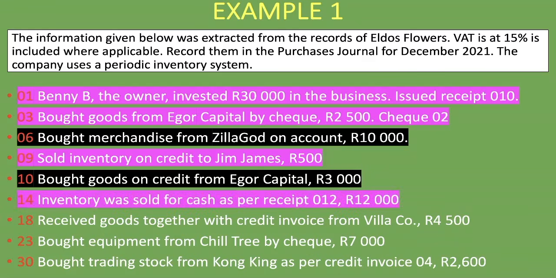And then on the 18th, we received goods together with credit invoice from Villacor, 4,500 rand. Now, does this go into our purchases journal? Yes, it does, because we're told that we received goods together with the credit invoice. Whenever you are receiving a credit invoice, it means that you bought the goods on credit. So we're going to put it into the purchases journal. Again, the date is 18, and we're not given the document number, so we'll put the document number as 03, following the sequence, because it's our third one.